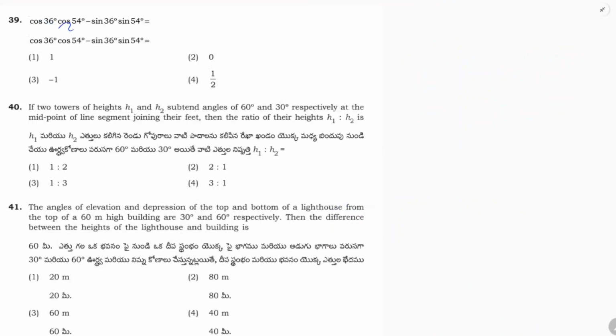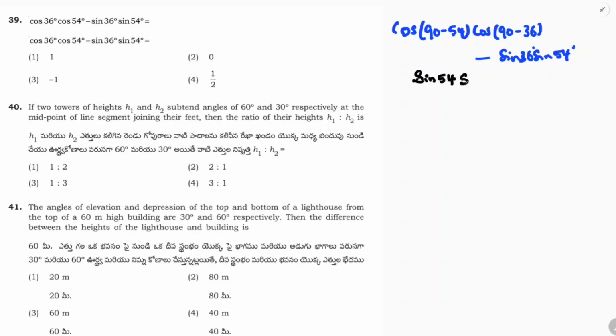Cos 36 into cos 54 degrees minus sin 36 into sin 54. So here cos 36 degrees I can write as cos (90 minus 54), and cos 54 I can write as cos (90 minus 36), minus, as it is, sin 36 and sin 54 degrees. Now cos (90 minus theta) is sin theta, so sin 54 into sin 36 minus sin 36 sin 54. Both will get cancelled, so the answer is 0. The correct option is 2.